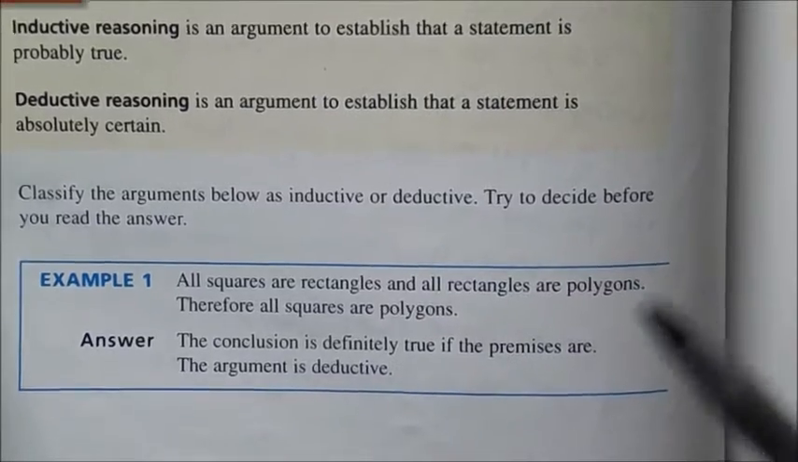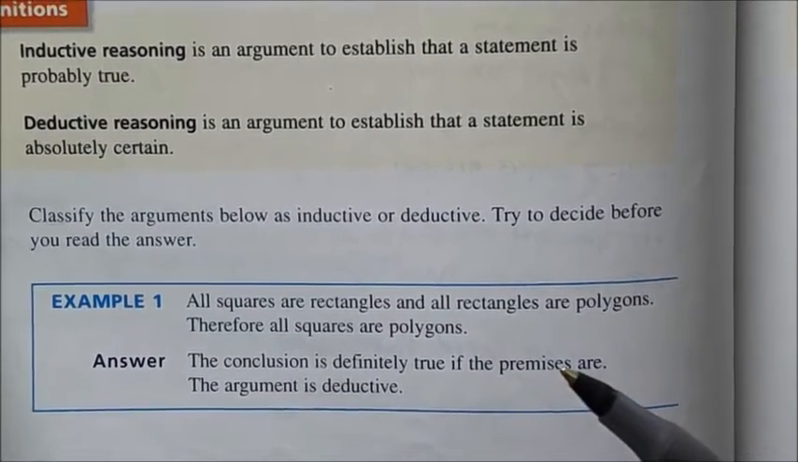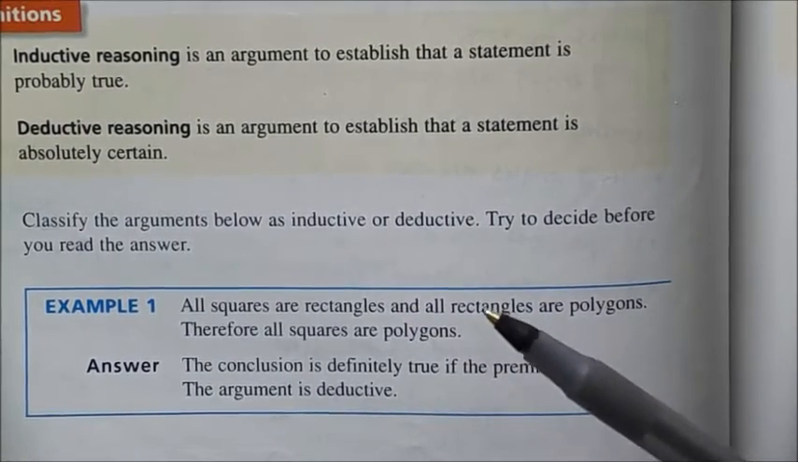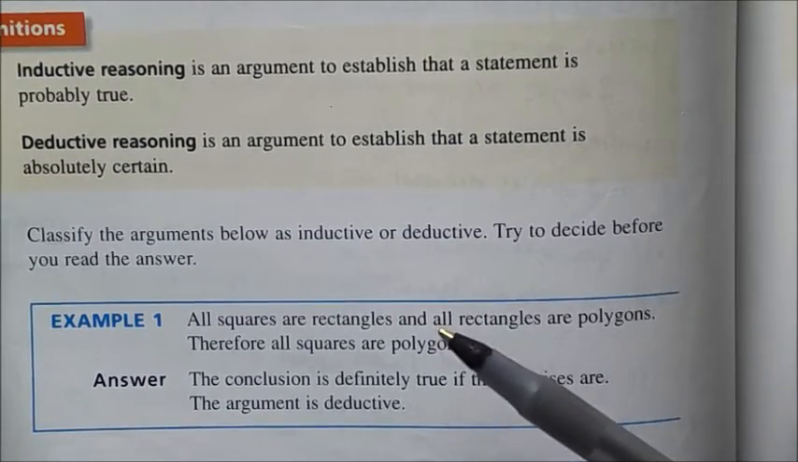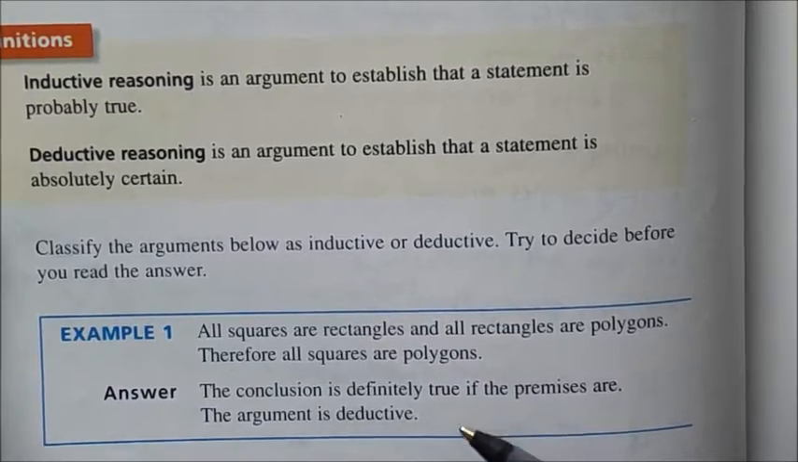Let's take a look at the answer. It says the conclusion is definitely true if the premises are true. So these supporting statements up here are called premises. And so the argument is deductive because that was absolutely certain. You were able to say that's true, and that's true. So we have deductive reasoning happening right there.